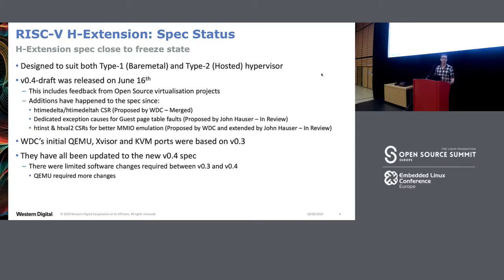It's a draft, and draft spec means that it's going to change. So if you implemented this today, don't expect it to keep working when the next version comes out. Eventually, it'll be frozen and ratified, and then there's guarantees about backwards compatibility, but draft means it's not. Additions have happened since then, but generally what I'm talking about today is the 0.4 version, just because that's what all the software is using, because it's too hard to keep updating every time one commit changes in the spec. Western Digital ported QEMU, Xvisor, and KVM on the 0.3 version of the spec, which is the previous one. We've since updated everything, and we're now using the latest, the 0.4 version, and we'll update from there too.